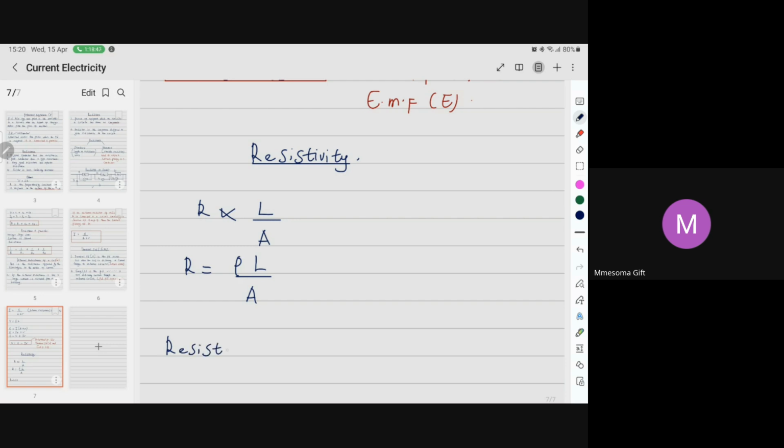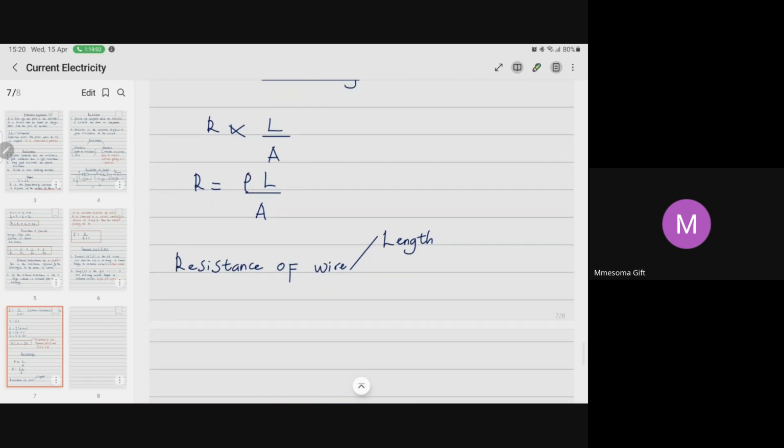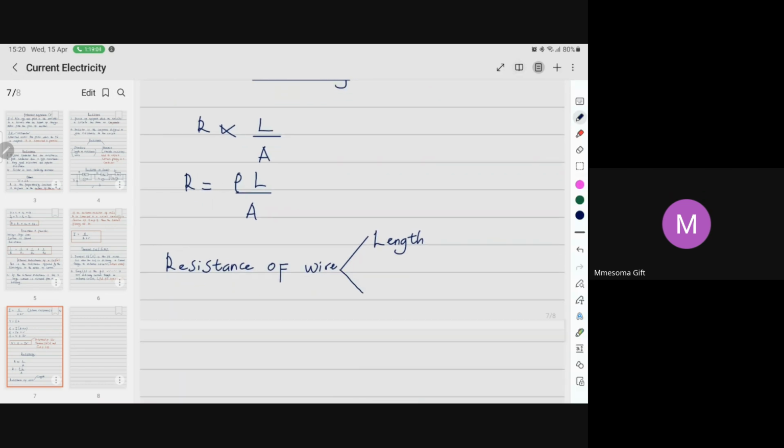The resistance of a wire is dependent on two key things. It depends on the length, and it also depends on the area. These are two key things. It depends on the length and then the area.